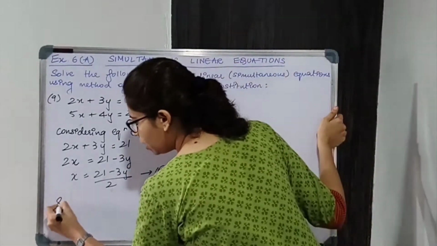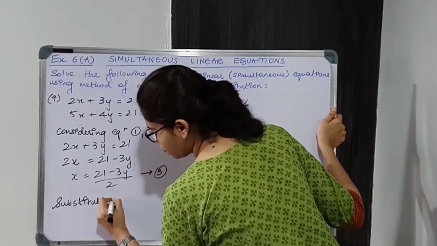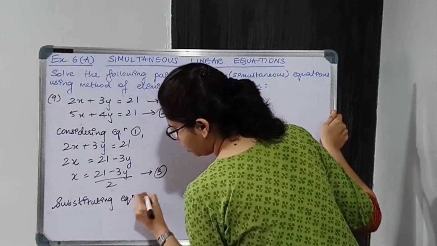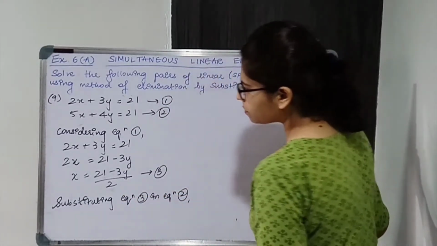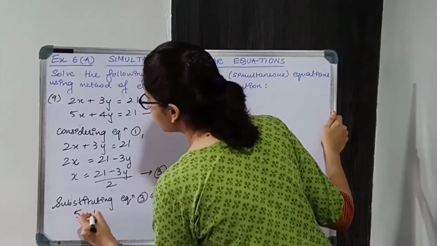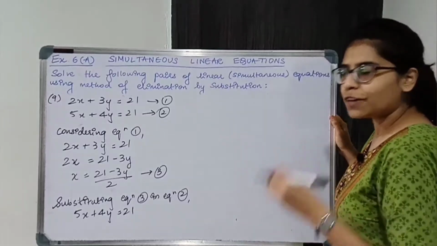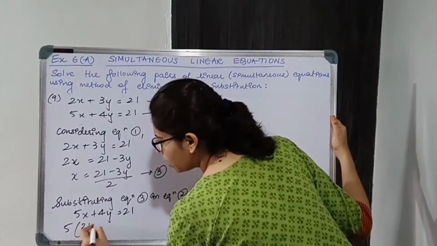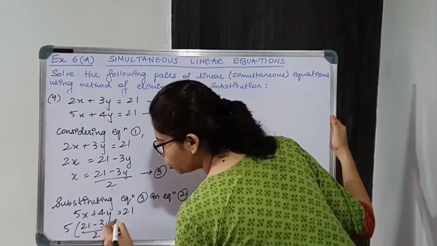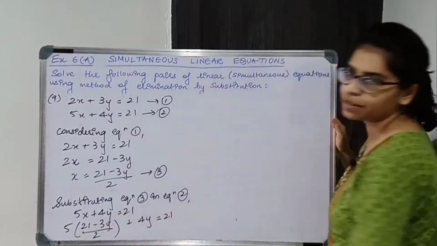So substituting equation 3 in equation 2. Okay. What is equation 2? 5x plus 4y is equal to 21. So in place of x we'll write this. So 5 into 21 minus 3y by 2 plus 4y is equal to 21. So we eliminated x. Okay.